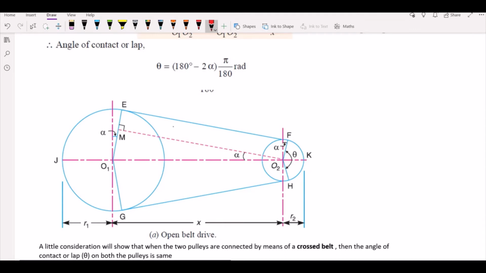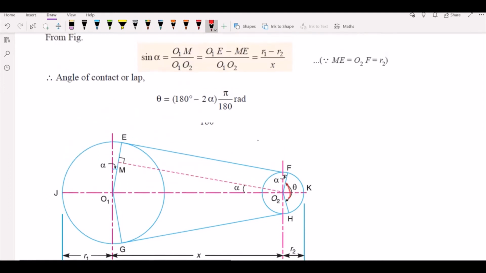Okay, so if I want to calculate this theta, this is your angle of contact. Theta is nothing but the angle 180 minus 2 alpha, this alpha and this alpha, considering 2 alpha, into pi by 180 radians, because we are converting degrees into radians. That will be (180 minus 2 alpha) into pi by 180 radians.